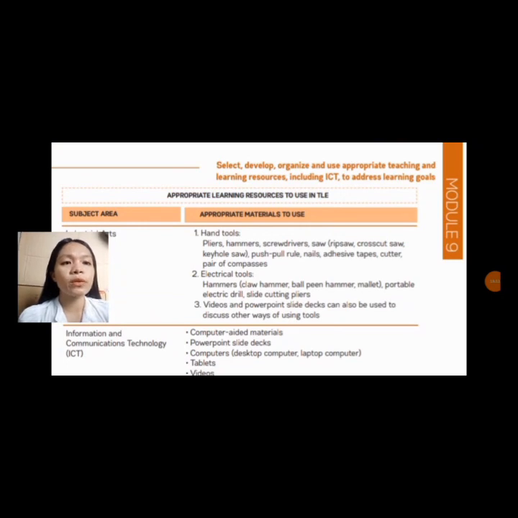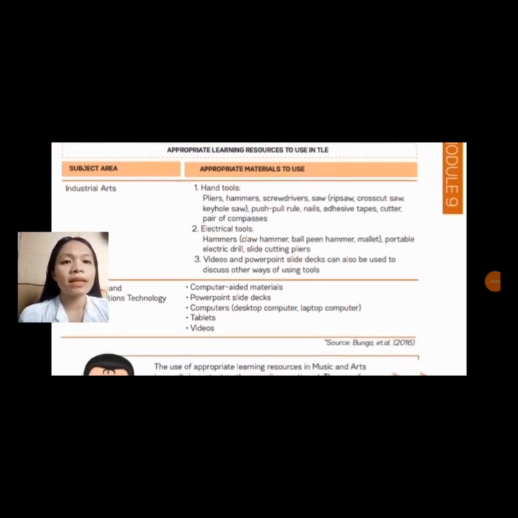So next are appropriate learning resources to use in TLE. Subject area and appropriate material to use. Industrial arts. First, hand tools: pliers, hammers, screwdrivers, saw, rip saw, craft saw, keyhole saw, push pull rule, nails, adhesive tapes, cutter, pair of compasses. So those are the hand tools.